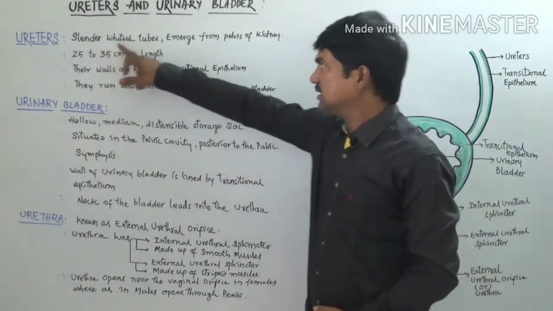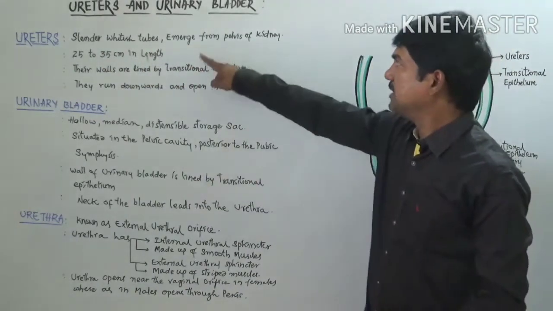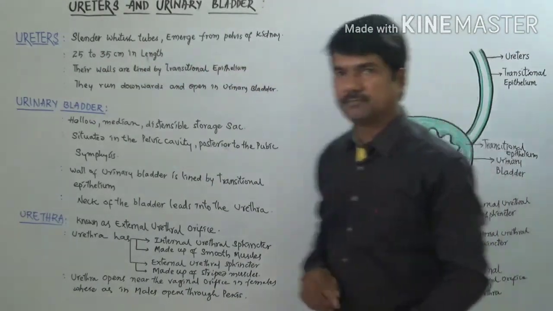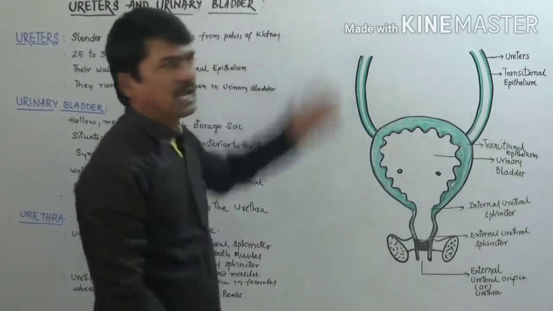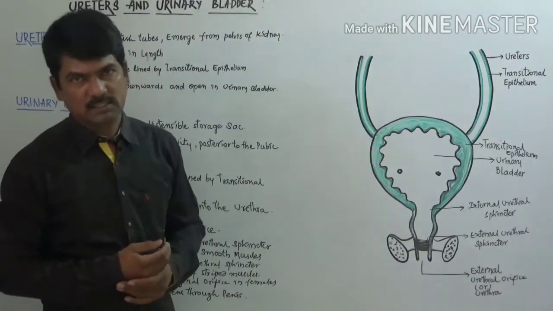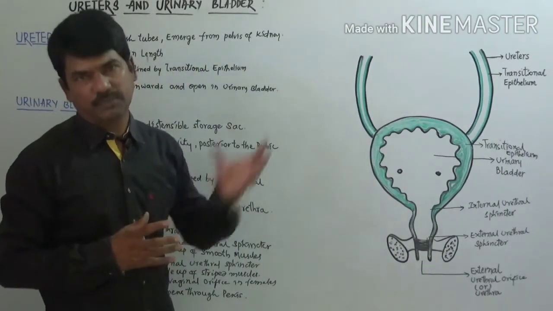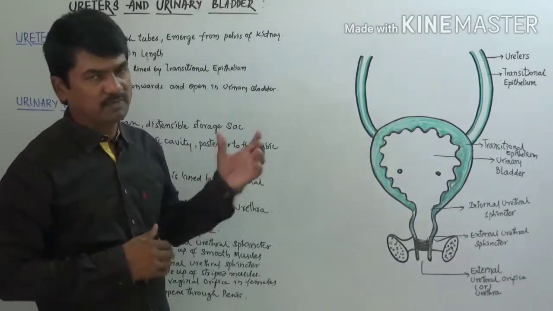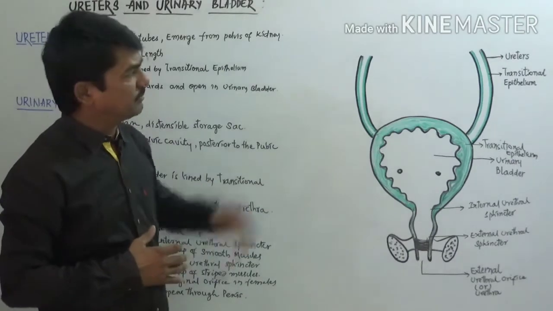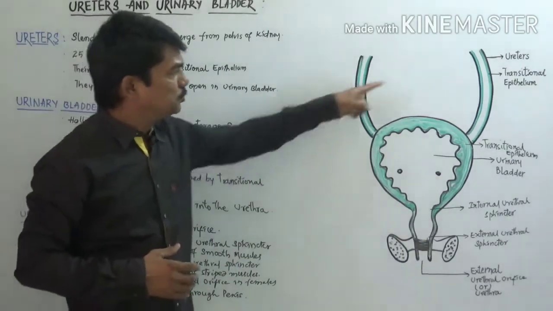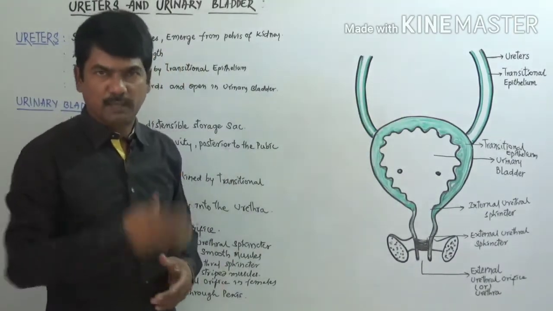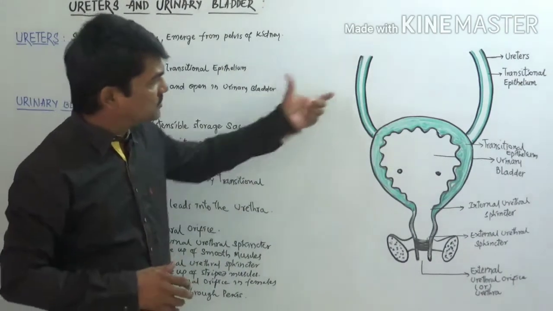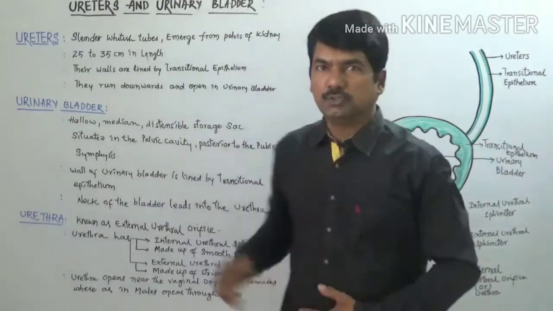Ureters are slender whitish tubes which emerge from the pelvis of the kidney. Before that, as we explained in the previous classes, the pelvis is the part of the kidney which emerges from the internal structure of the kidney. From the pelvis, these two whitish tube-like structures emerge. These emerging structures are known as ureters.